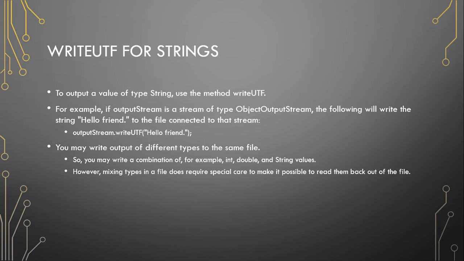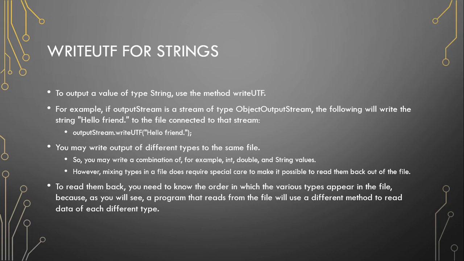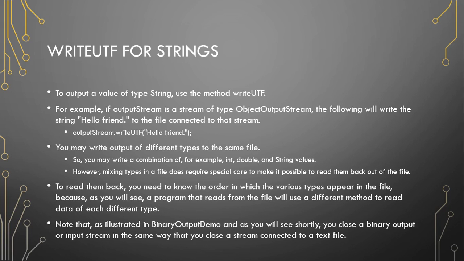However, one caveat to note is that mixing types within your data file does require special care to make it possible to read them back out of the file. To read them back, you need to know the order in which the various types appear in the file. As you see in a program that reads from the file, we use a different method to read data of each different type. Now, as illustrated in our binary output demo, and as you'll see shortly, you close a binary output or input stream the same way you close a stream connected to a text file, using .close.